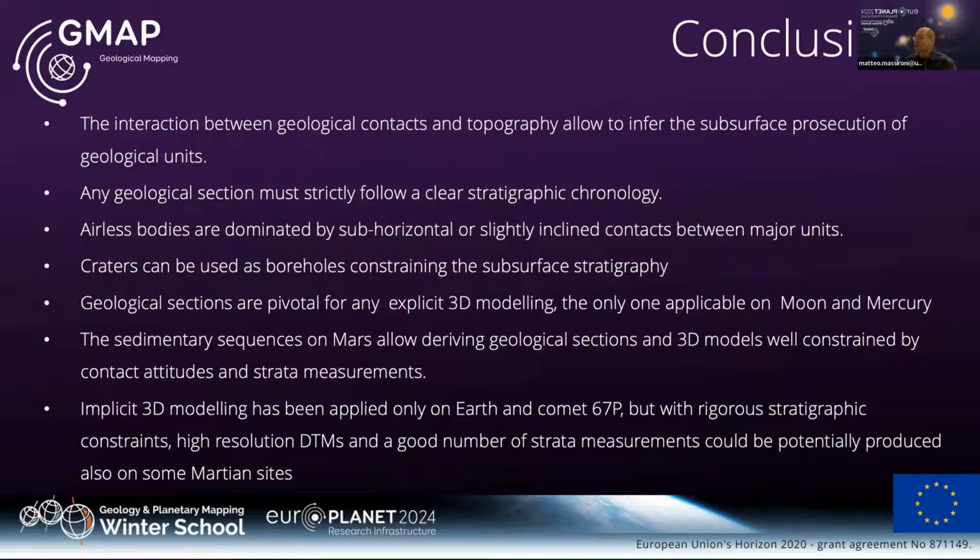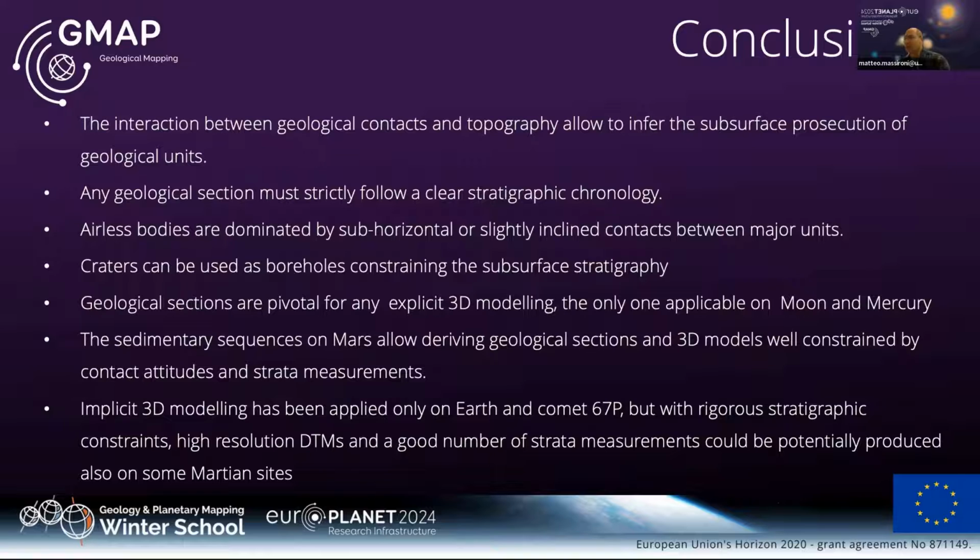Geological sections are actually for any explicit 3D modeling, and they are the only one applicable on Moon and Mercury because of the less predictable shapes of the contacts, because of closure, lateral closure of ejecta, of lava flows, and so forth. So at the moment, I think that the explicit 3D modeling, the modeling that is based on series of sections, is the best one for this kind of small planetary body.